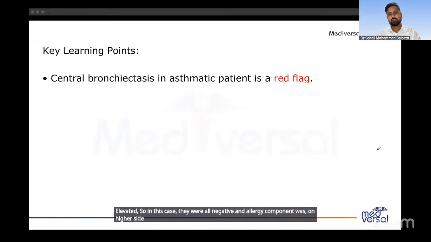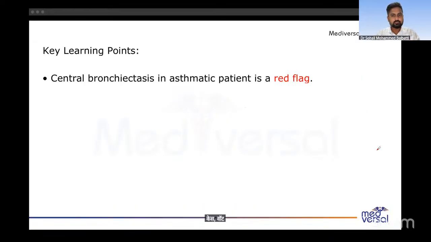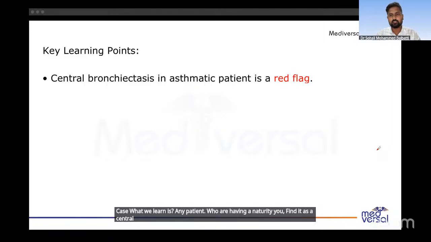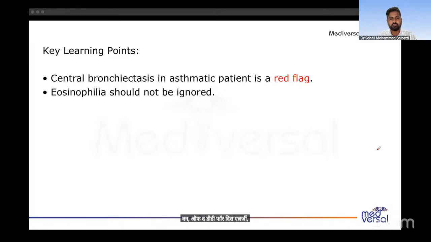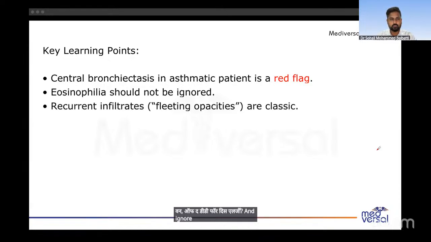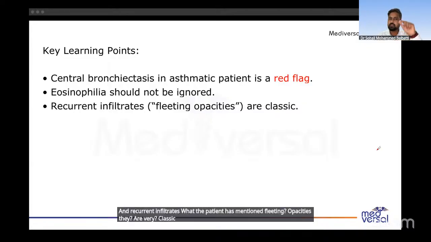So from this case, what we learn is, any patient who has asthma and on HRCT you find central bronchiectasis, it is always a red flag. You should always think that one of the differentials is allergic bronchopulmonary aspergillosis. Asthmatics tend to have eosinophilia, but in such patients you should not ignore eosinophilia. Don't think it is because of asthma and just ignore it. Recurrent infiltrates that the patient mentioned, fleeting opacities, are very classic. They are present at a particular time, and after a course of steroids, they disappear.